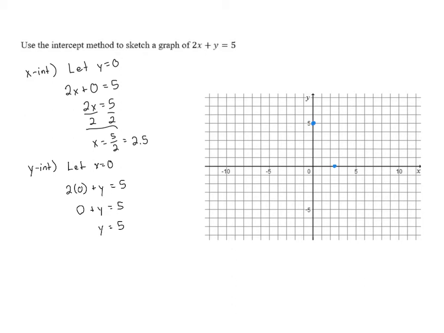And then we need to connect the dots with a straight line. It's going to look something like this. And then up in the other direction, something like that.